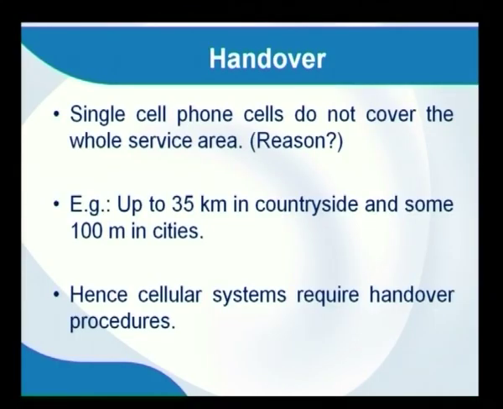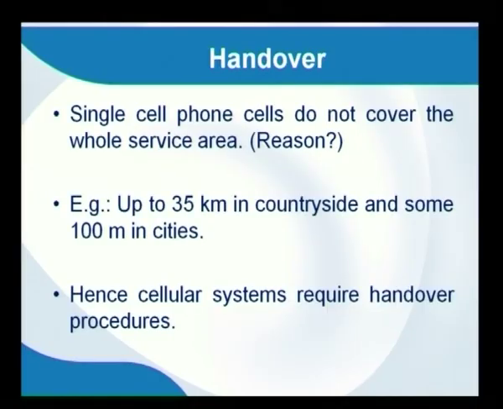In the GSM network, 35 km in the countryside and some 100 meters in cities is supported. In the countryside, the environment is not as complex as on the city side, and also the traffic. But in the case of cities, the traffic will be very high, so the number of users will be very high. So, obviously the communication range or the load of the individual cell will be decreased. We have many reasons that influence the shape and the range of the individual cell's communication range. So, to handle all the issues, the GSM systems require handover procedures.